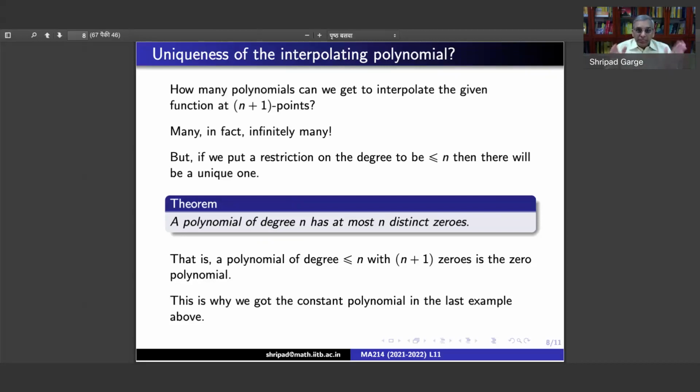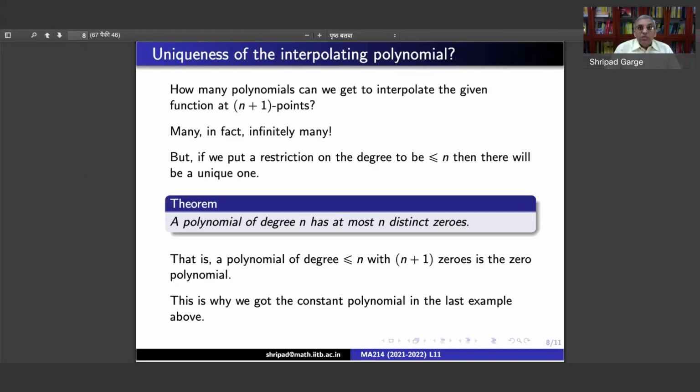Okay, this is not very important for us theoretically, but it is a very important fact for you to know. Therefore, we have confined this part to only one slide, but you should know that it is important that the degree be less than or equal to n when you are asking for uniqueness of the interpolating polynomial. All right, so I hope you are comfortable with this fact now.